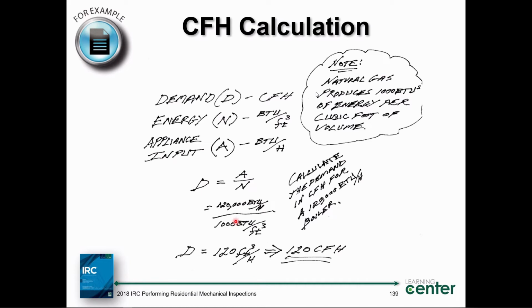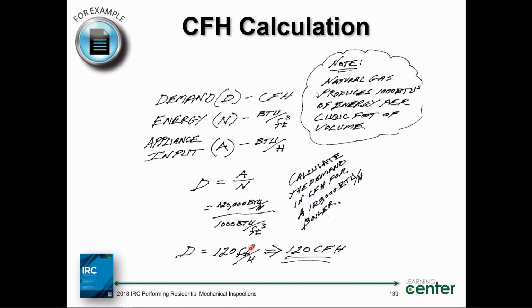Guess what happens, right? You know what happens. Whenever you've got a fraction under a fraction, you invert and multiply. BTUs cancel out, right? You're left with 120 cubic feet per hour. Do you see how the units work out? And I'm left with cubic feet per hour.